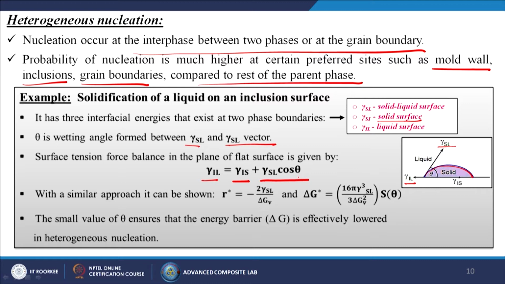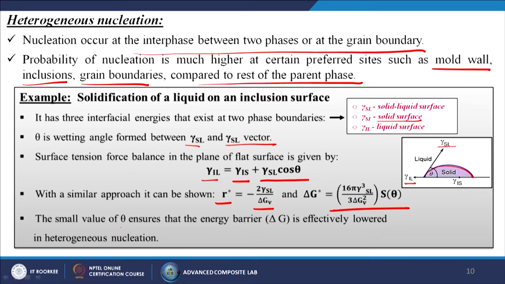With a similar approach, it can be shown that r prime is equal to minus 2 gamma SL by del GV, and del G prime is equal to 16 pi gamma cube SL by 3 del GV square into S theta.